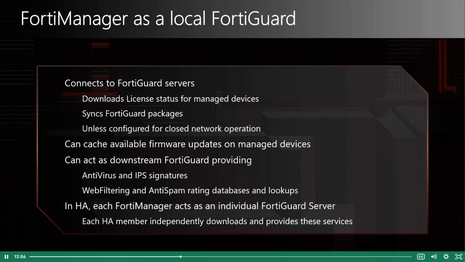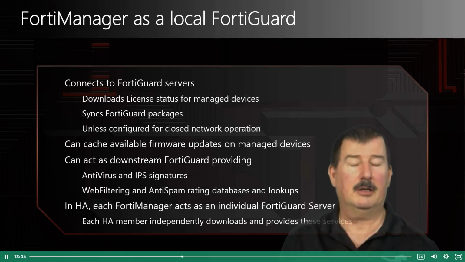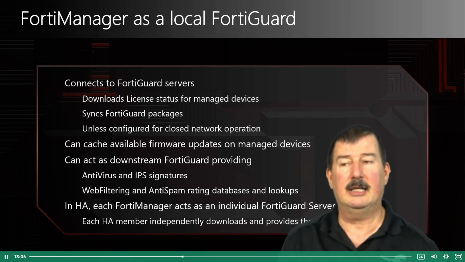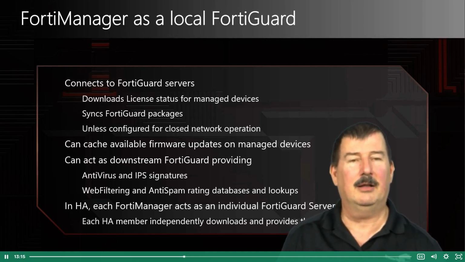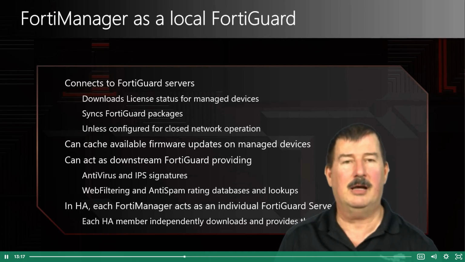In HA, each FortiManager acts as its own individual FortiGuard server. So again, if you're on the primary, you're connected to the primary. If you're connected to the secondary, that data is there. Each HA member independently downloads and provides these services. So it downloads it internally. So if one goes down, you immediately have that same data and updates on your new device.